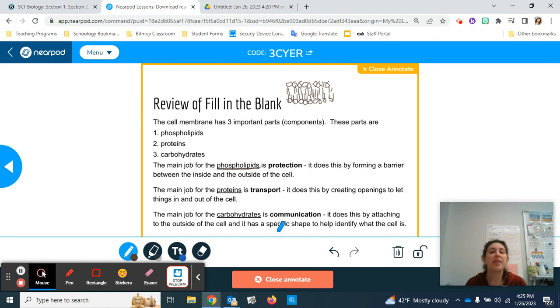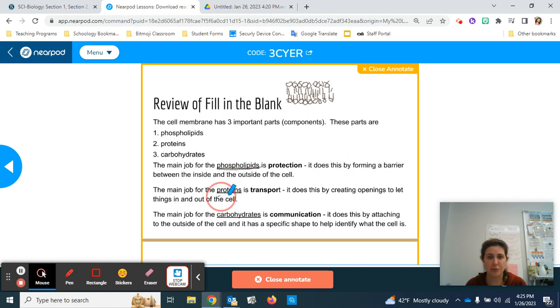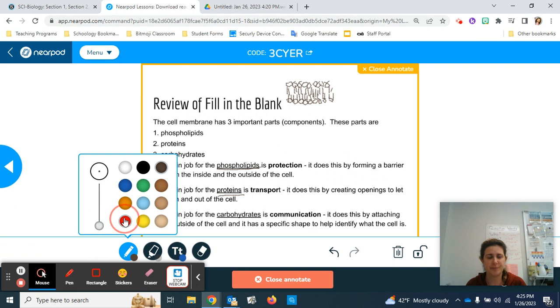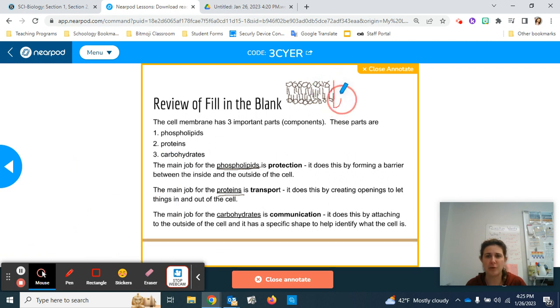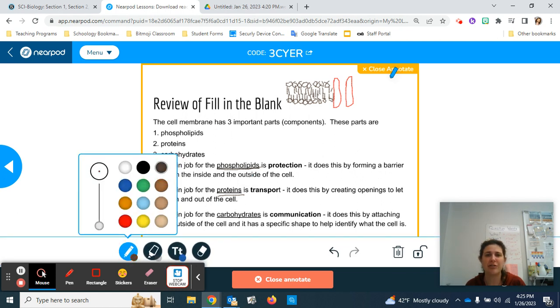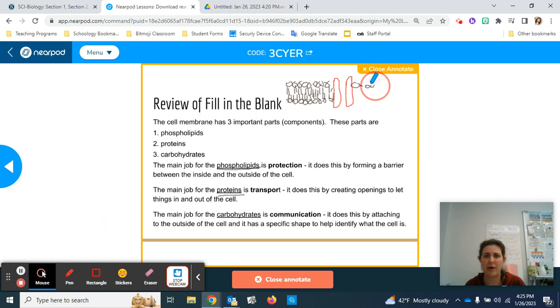That's fine. The next part of the cell membrane is proteins. Proteins, let me change colors, right? Proteins are going to be these protein channels. So again, draw them like hot dog buns. I try to always make them red. The protein channels allow things to move into and out of the cell.